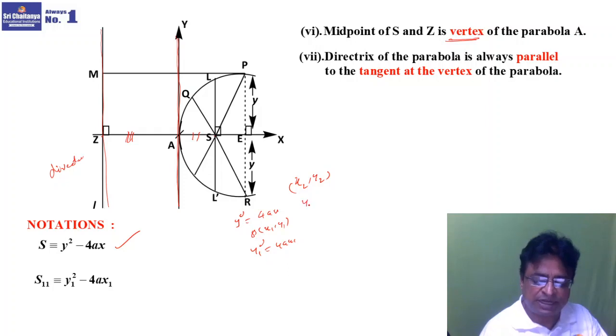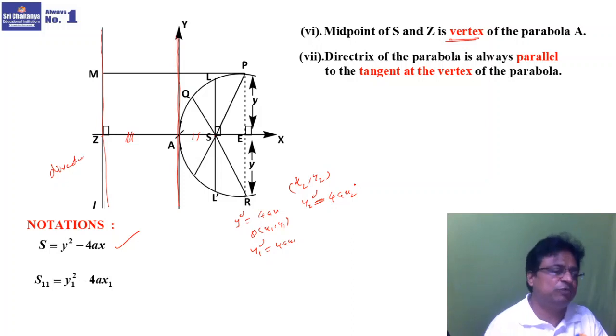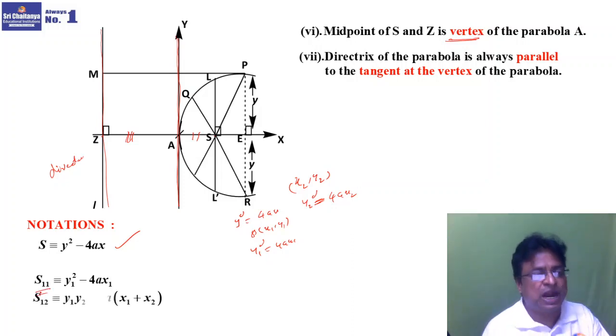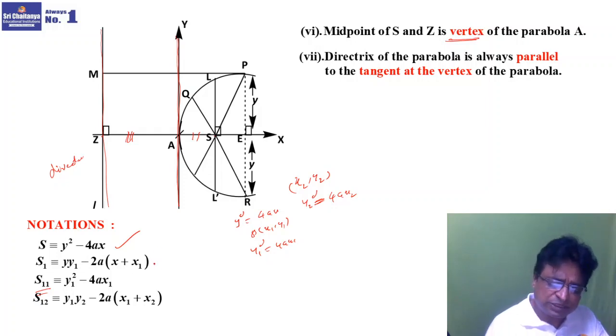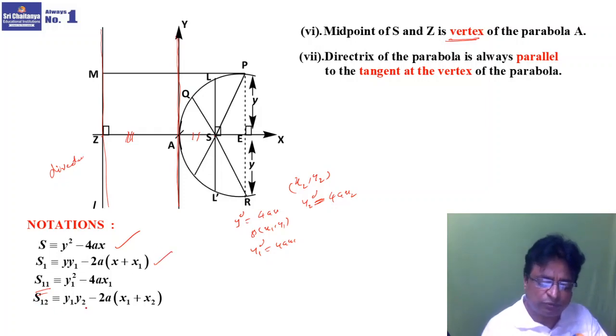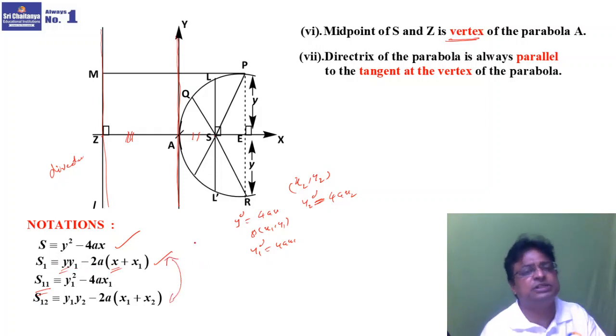Then I can represent that as y2 square minus 4ax2. If it is 0, then only the point lies on the parabola. If it is not equal to 0, then that is just a relation only. That represents what? S11. And coming to S12, this is y1 y2 minus 2a into (x1 plus x2). That is for S1, this is yy1 minus 2a into (x plus x1). Here in S1, you replace x and y with x2 and y2, you will get this as the equation. These are the standard notations for parabola.